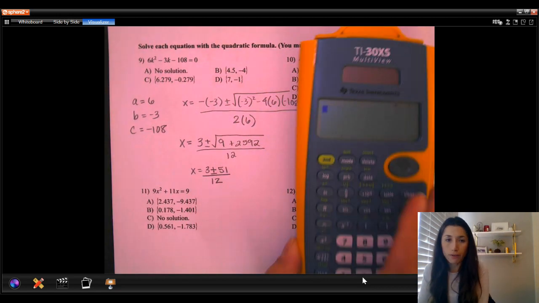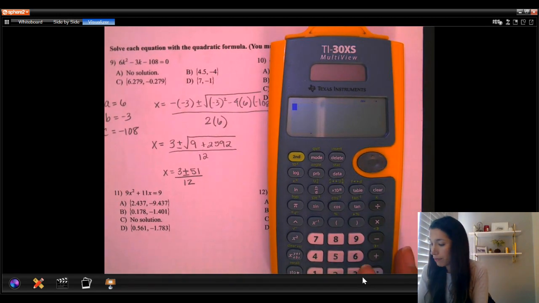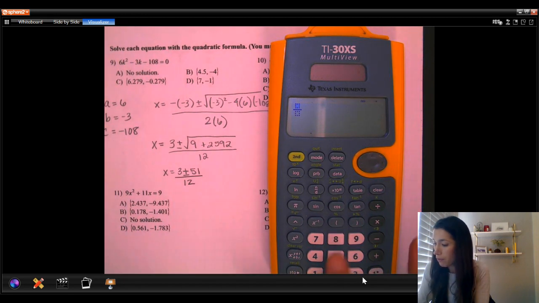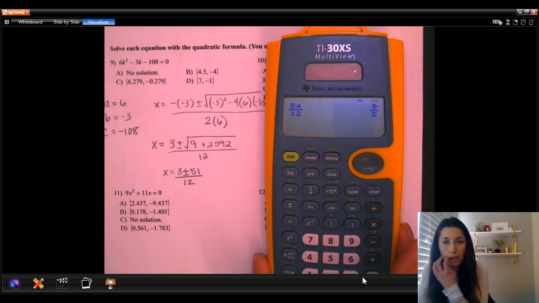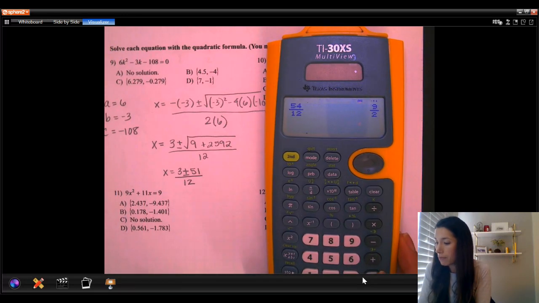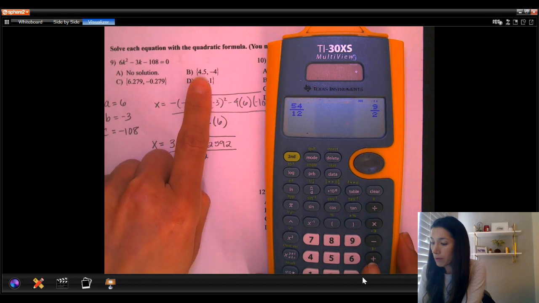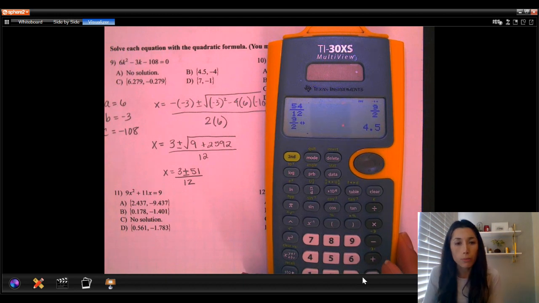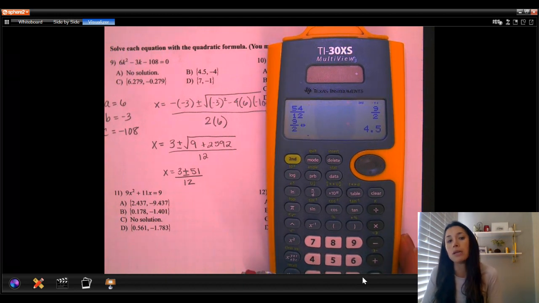So if you want to create a fraction, you can go ahead and add those two together first. If we do 3 plus 51, that's going to be 54 divided by 12. You can put it in a fraction format of 9 over 2. That's 4.5. Or in decimal format, which is going to be matching our answer here, it'll be 4.5. Okay, and then you do need to show the work for the other portion. So 3 minus 51, and then take that and divide it by 12 as well.